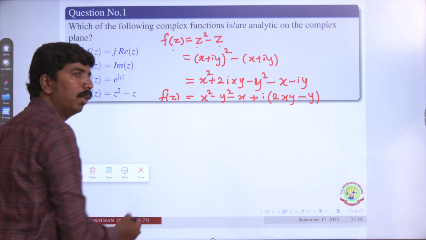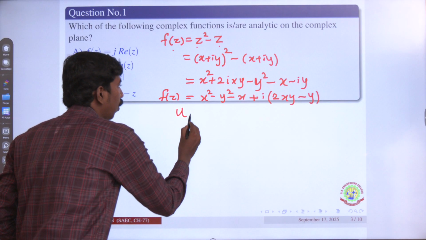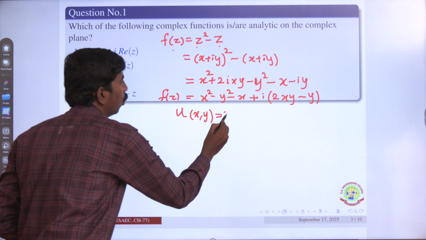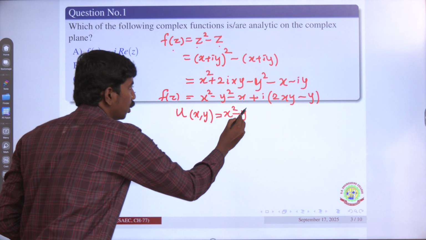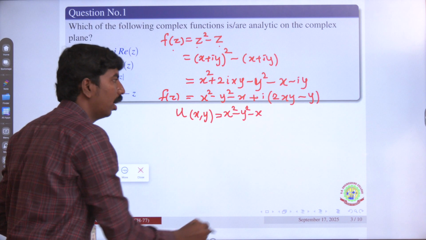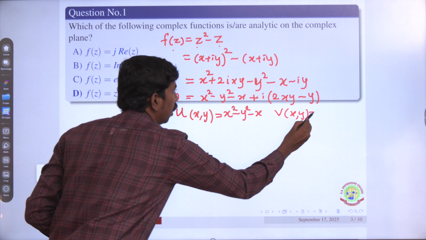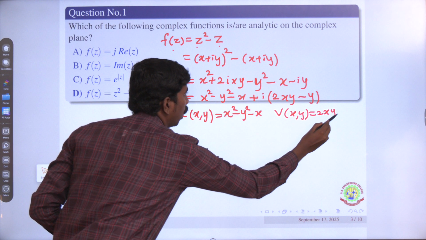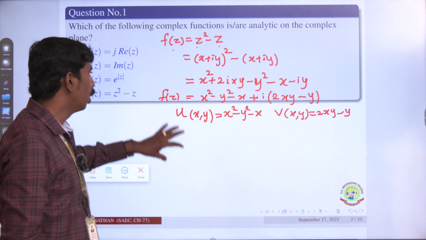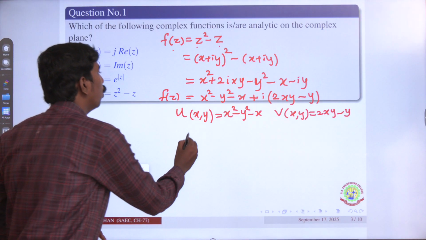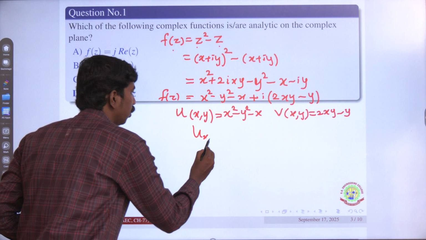So when I compare with our definition, I will write u of x comma y equal to x square minus y square minus x. And similarly we can write the imaginary part, that is v of x comma y equal to 2xy minus y. So now I need to verify whether it satisfies the CR equations. So I need to find out the differentiation with respect to x.